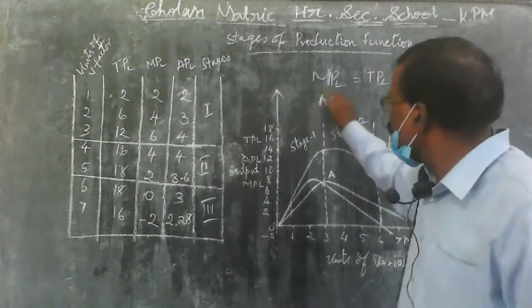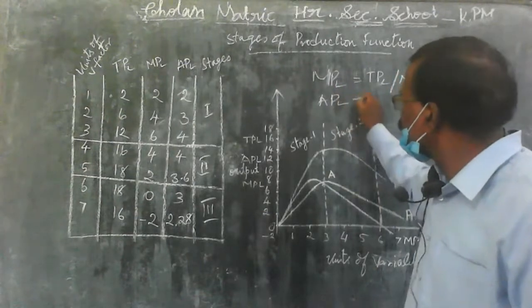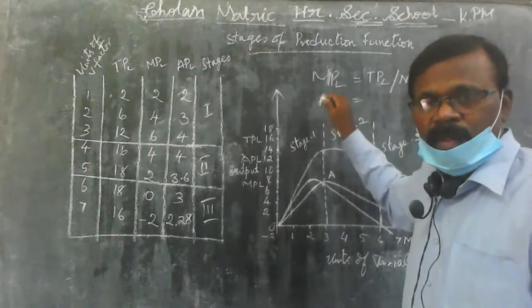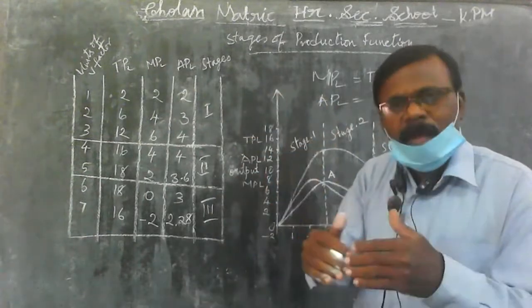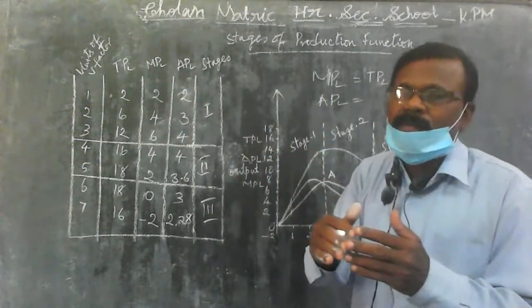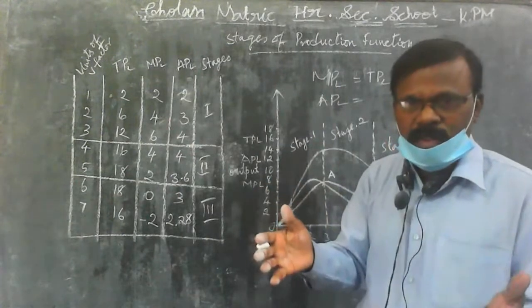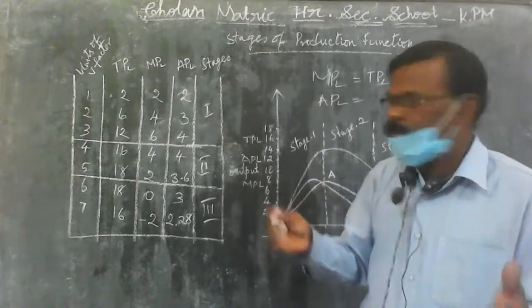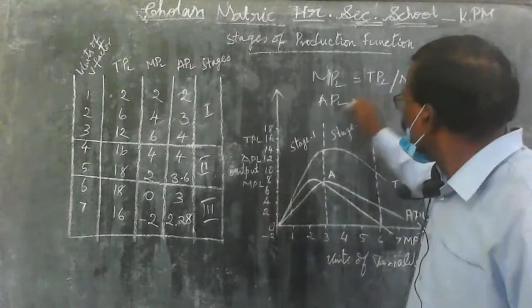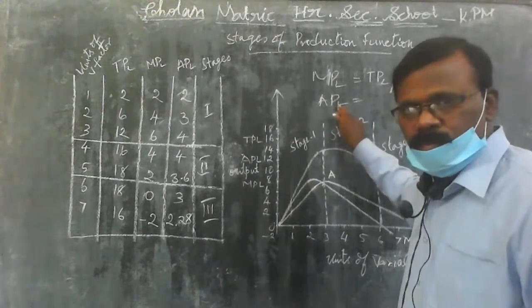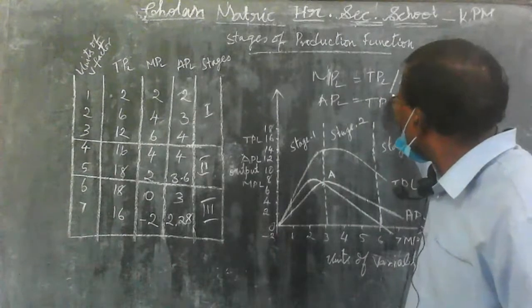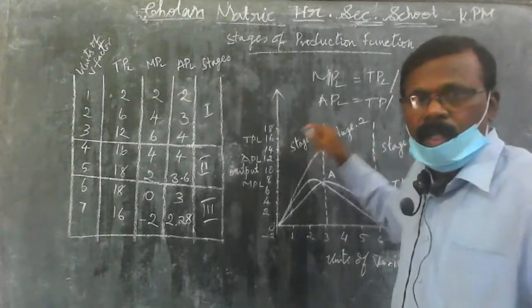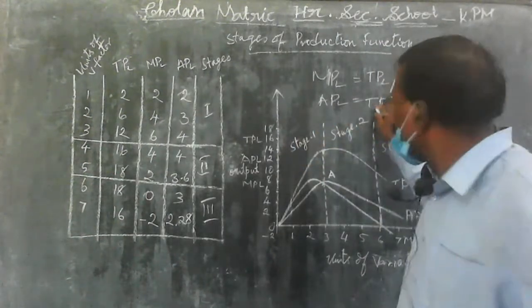Next is AP, average product. It is the result of total product divided by the number of units of input. You see, APL is total product divided by the number of units produced.